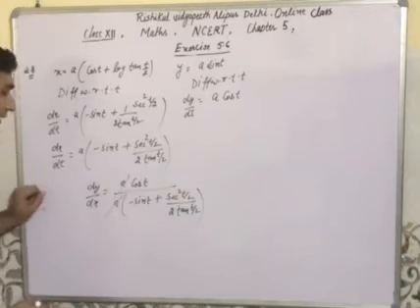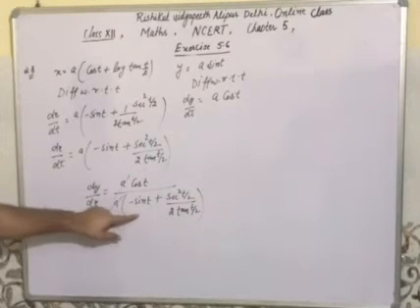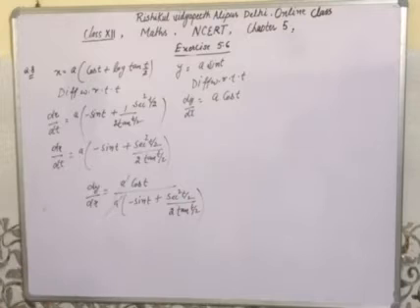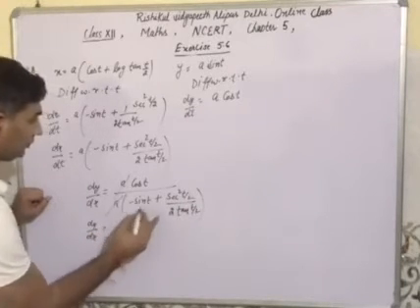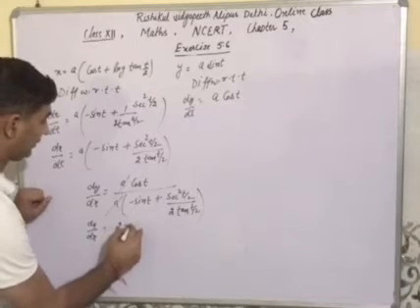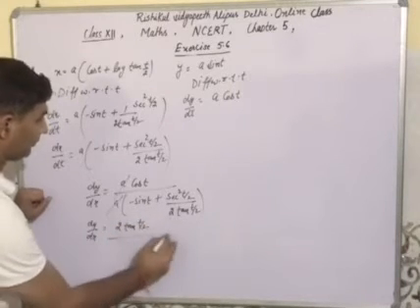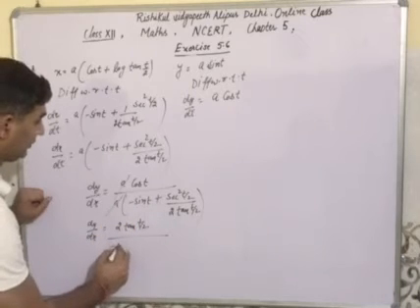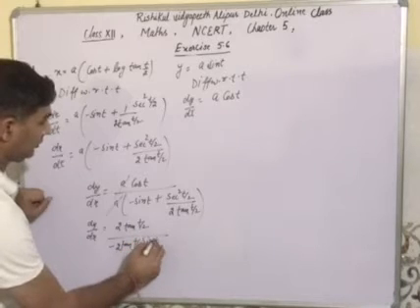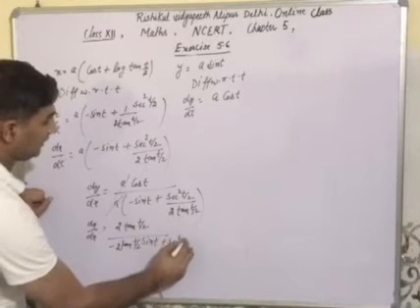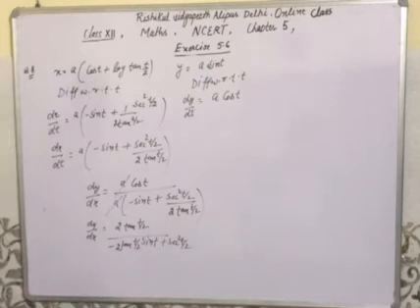This cancels out to this, and taking the LCM, dy by dx is equal to 2 tan(t/2) upon this, multiplied by this, minus 2 tan(t/2) into sin t plus sec square (t/2), and solve this. And next, the next two questions you can solve.